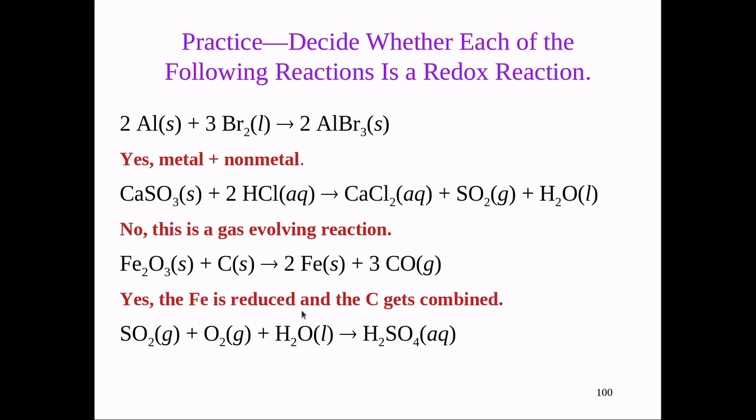This is a redox reaction, and we know that because iron changed its oxidation state. Right here it's an ion, and then here it's a neutral species. So it went from a 3 plus state here to a neutral state here. And we know that this is a redox reaction simply because oxygen is one of our reactants.